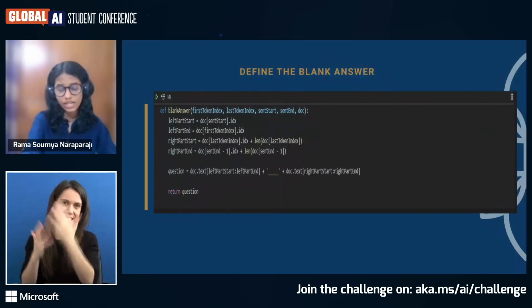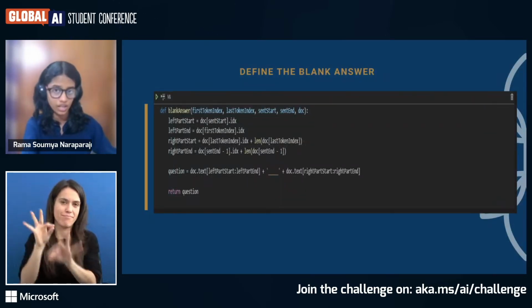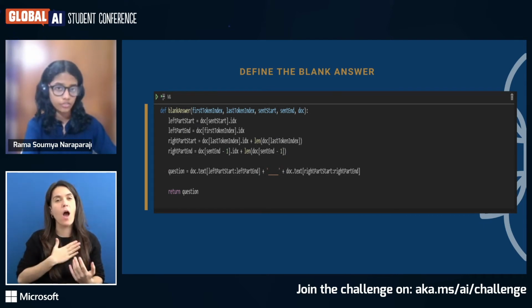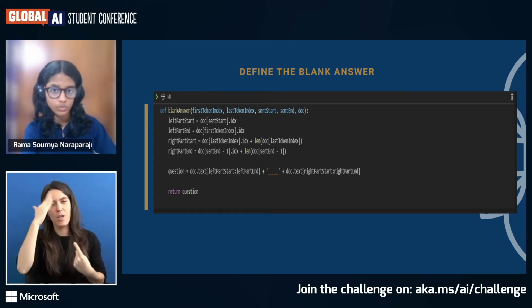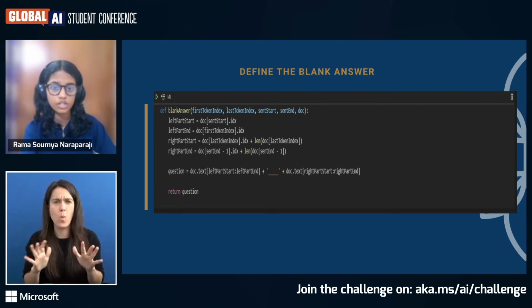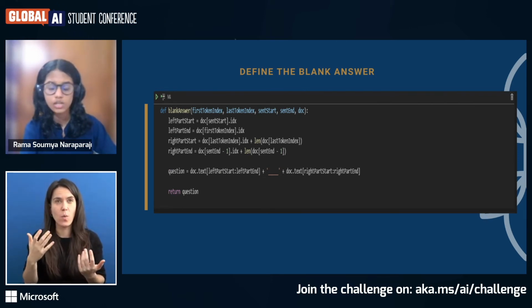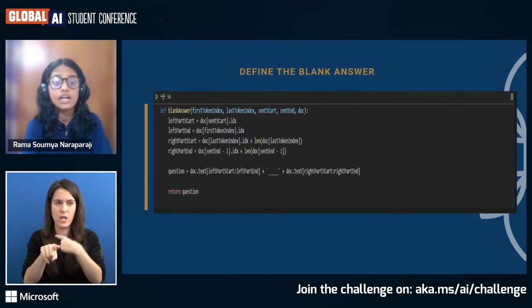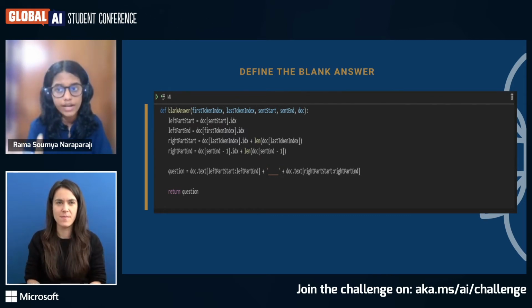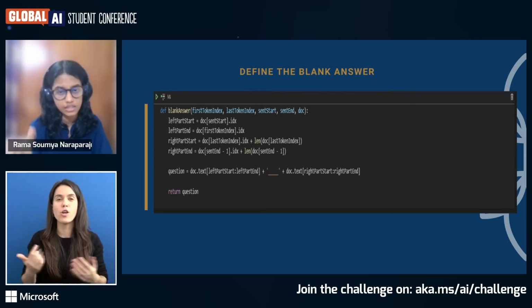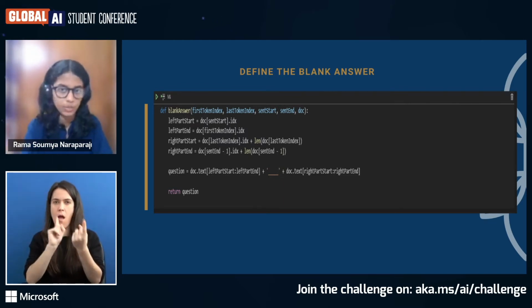So right now we know what the answers are. We have a data frame of all the words that are keywords. And right now what we need is the blank answer. When we usually define a blank answer, let's take the example again of oxygen's atomic number is 8.